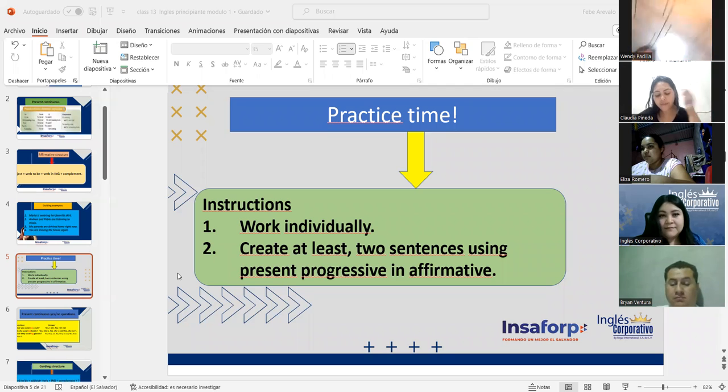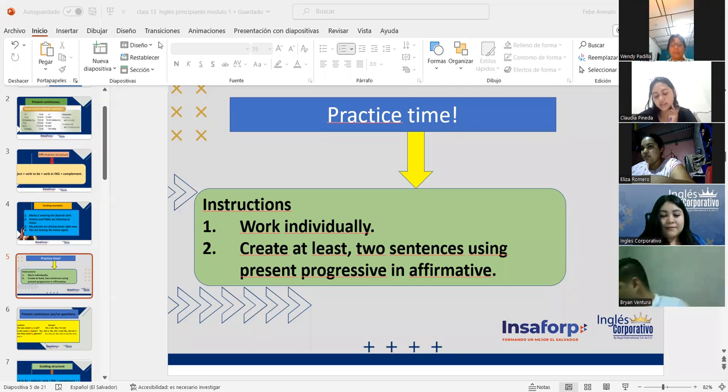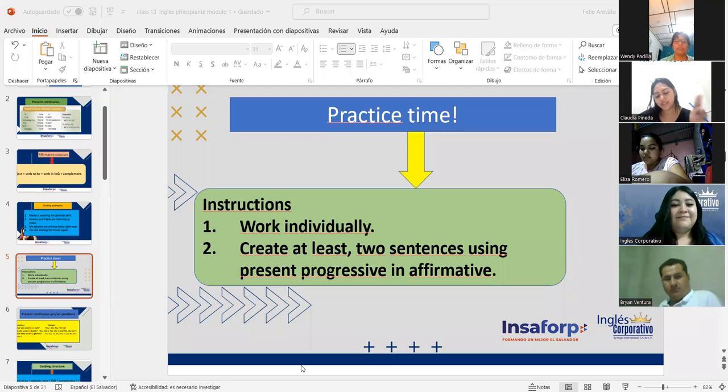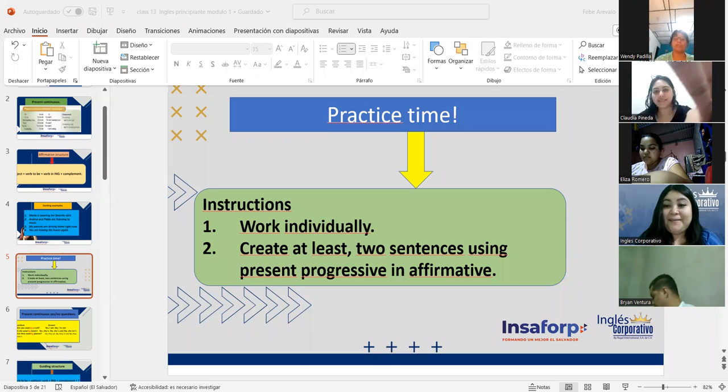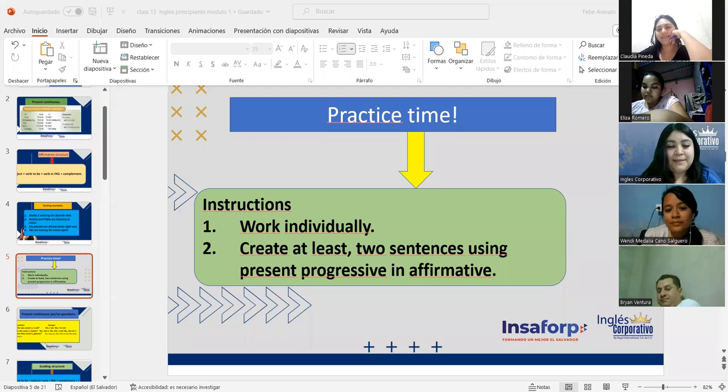Okay. Javier is running in the park. I am creating two sentences. Very good, Miss Pineda, excellent, congratulations. Excelente, buenas oraciones. Vaya, solo permítanme, le contesto a Mr. Ventura.